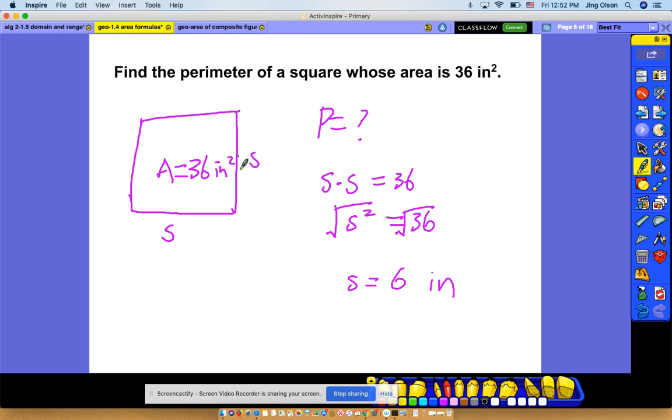If it's perimeter, you divide by 4 to find the length. But this is the area, so you gotta do the square root. So each side is 6 inches. Now you can find the perimeter, right? 6 plus 6 plus 6 plus 6, which is 6 times 4. The answer is 24 inches.